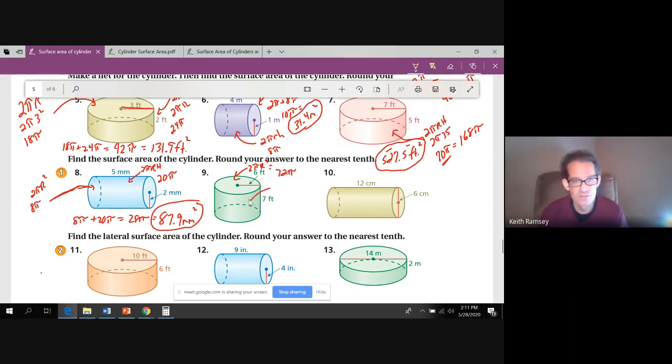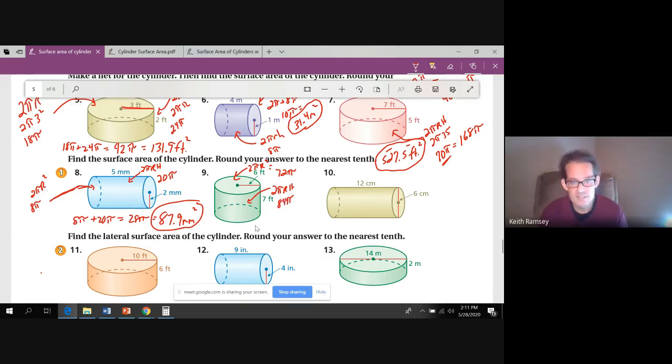Now let's do the lateral surface. It's 2 times pi times the radius times the height. So the radius is 6 and the height is 7. So I know 6 times 7 is 42. Then I have to multiply that times 2. So 42 times 2 is 84. So I have 84 pi.